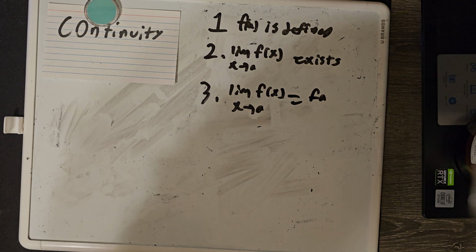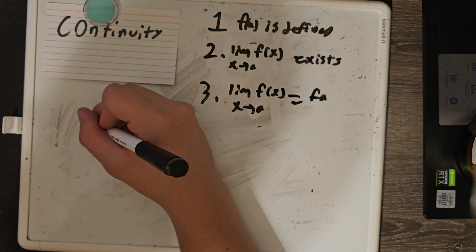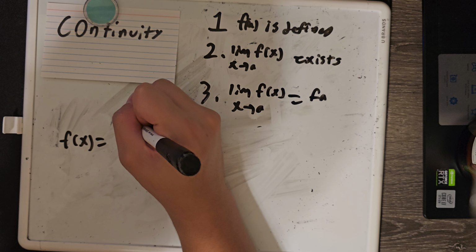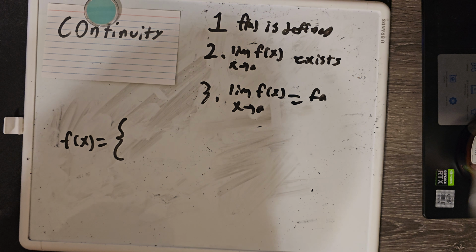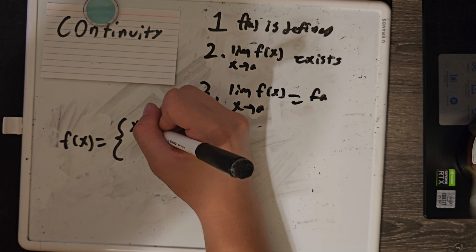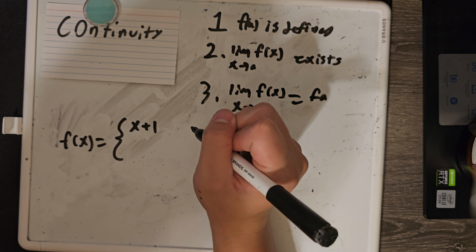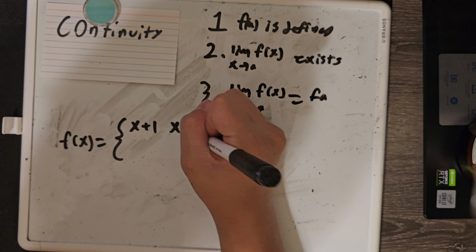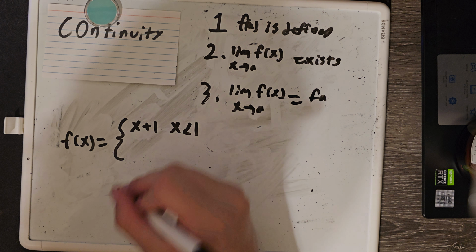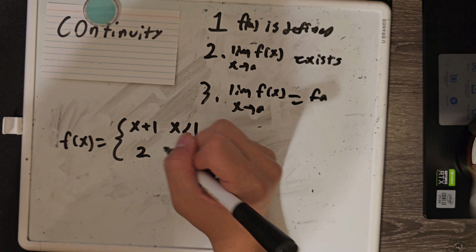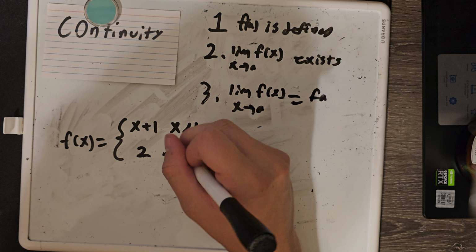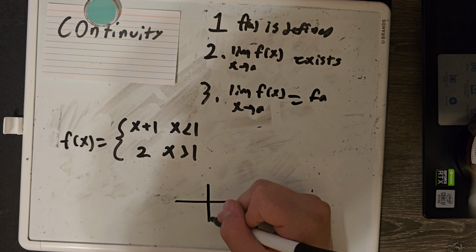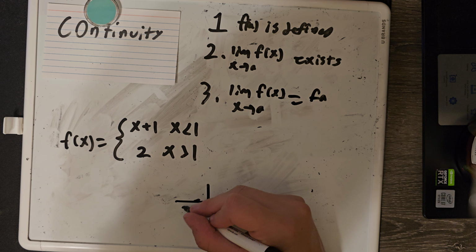For 1, f of A is defined. So if we have a piecewise function, f of x is equal to x plus 1 when x is less than 1, and then it's going to equal 2 when x is greater than 1. So if we were to plot this out, it would be x plus 1 for when x is less than 1.